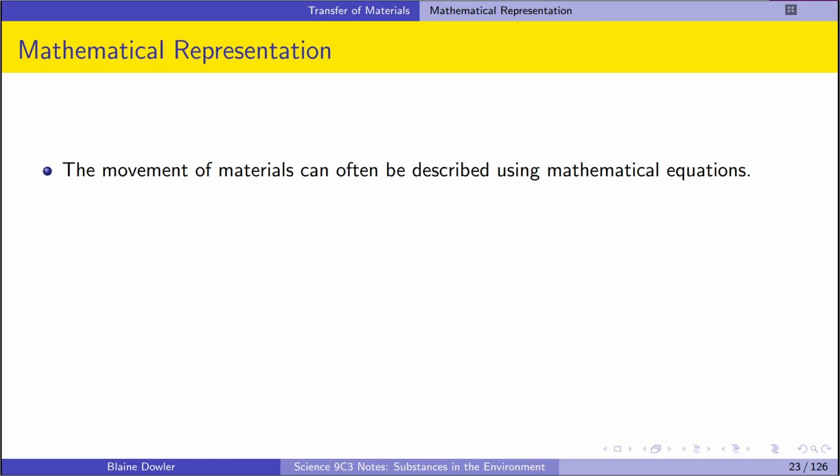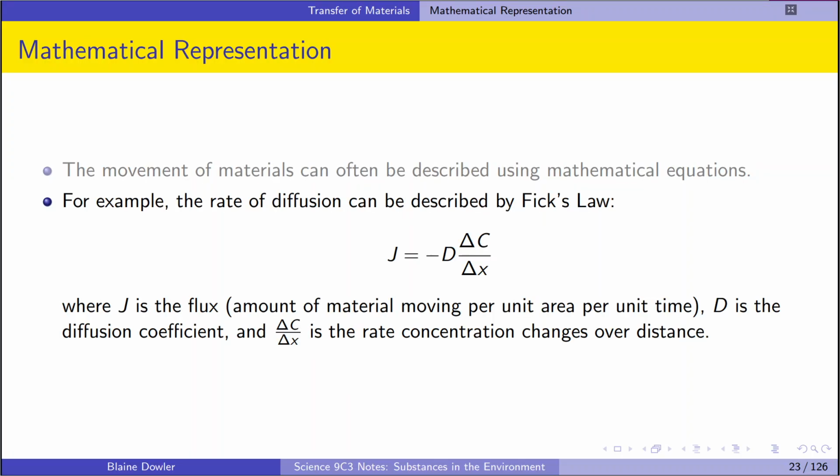The mathematical representation. This is going to get more and more common in science as you go further through. The movement of materials can often be described using mathematical equations. For example, the rate of diffusion can be described by Fick's law, where J, that capital J, is the flux, the amount of material moving per unit area per unit time. Capital D is the diffusion coefficient. That will vary for each soil sample, each material, each river. And delta C over delta X is the rate concentration changes over distance.